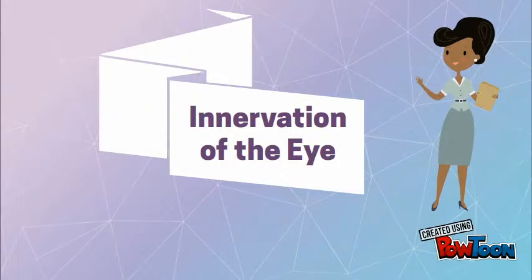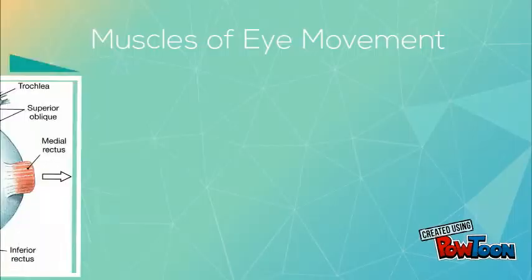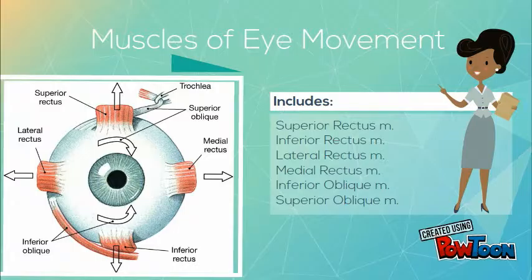Hello and welcome to a short presentation on innervation of the eye, mainly looking at the extraocular muscles. So let's have a look at the extraocular muscles. They include superior rectus, inferior rectus, lateral rectus, medial rectus, inferior oblique and superior oblique, and we'll look at each one of these muscles in more detail.